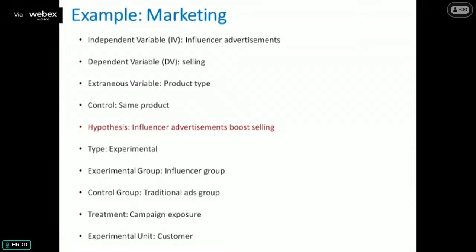So here the dependent variable is how much selling is taking place, and the extraneous variable is product type. It will depend upon the type also. The control is that you will have to use the same product, otherwise it will vary the samples.